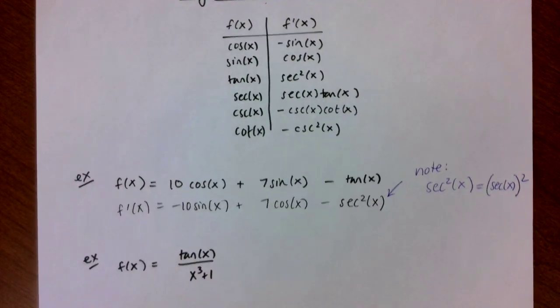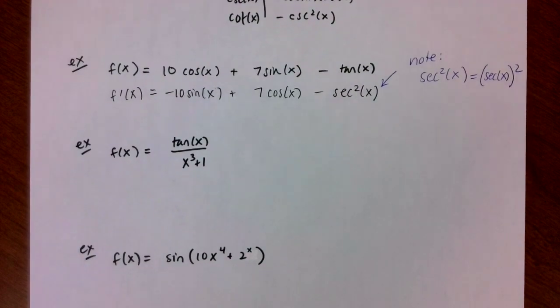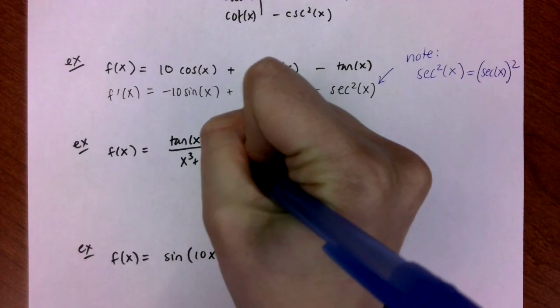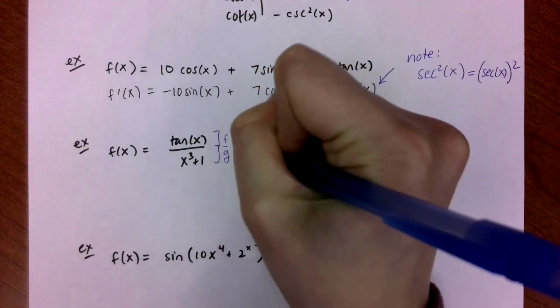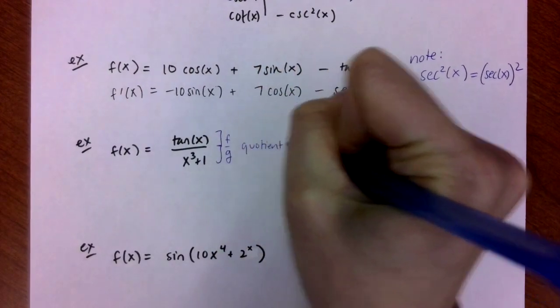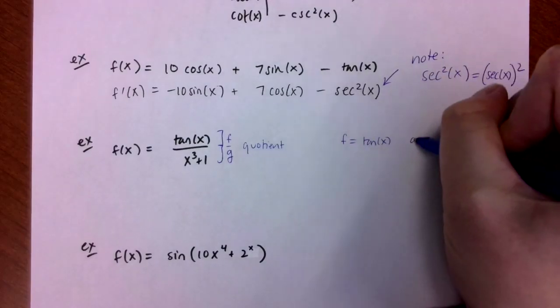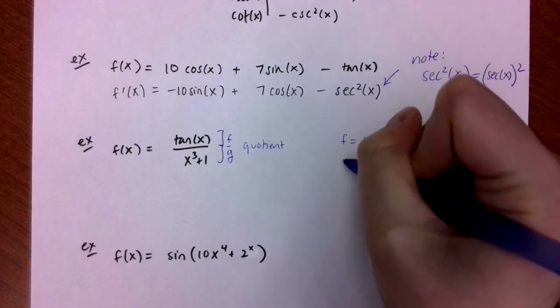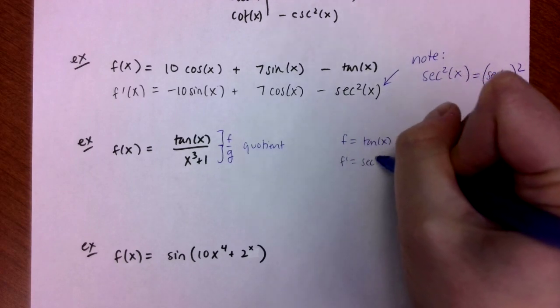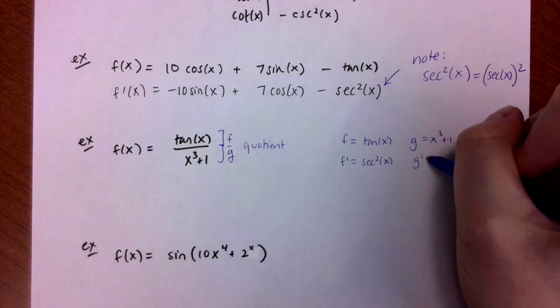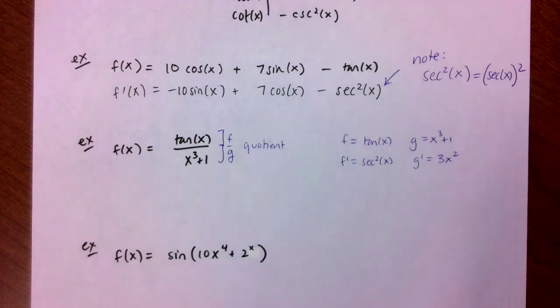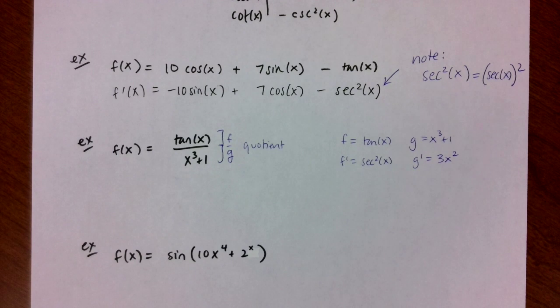Okay, so next example, we'll start to bring in some of the fun derivative rules. We have tangent of x over x cubed plus 1. So we will use the quotient rule because this is division. Right, so I have my f over g and do the quotient rule. The f for the quotient rule is tan x. The g is x cubed plus 1. Tangent's derivative rule is that secant squared from above. X cubed uses that standard power rule, 3x squared.